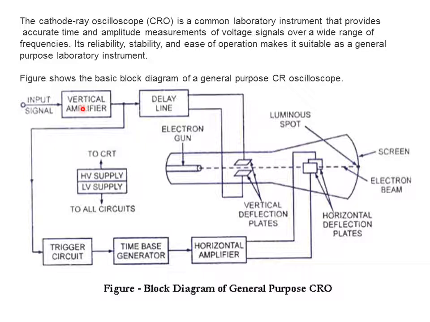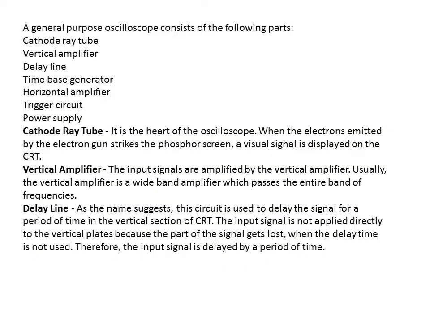Here we can see the first block is vertical amplifier, delay line, trigger circuit, time base generator, horizontal amplifier, and of course the CRT also. Vertical deflection plates, horizontal deflection plates. These are the parts of CRO: cathode ray tube, vertical amplifier, delay line, time base generator, horizontal amplifier, trigger circuit, power supply.